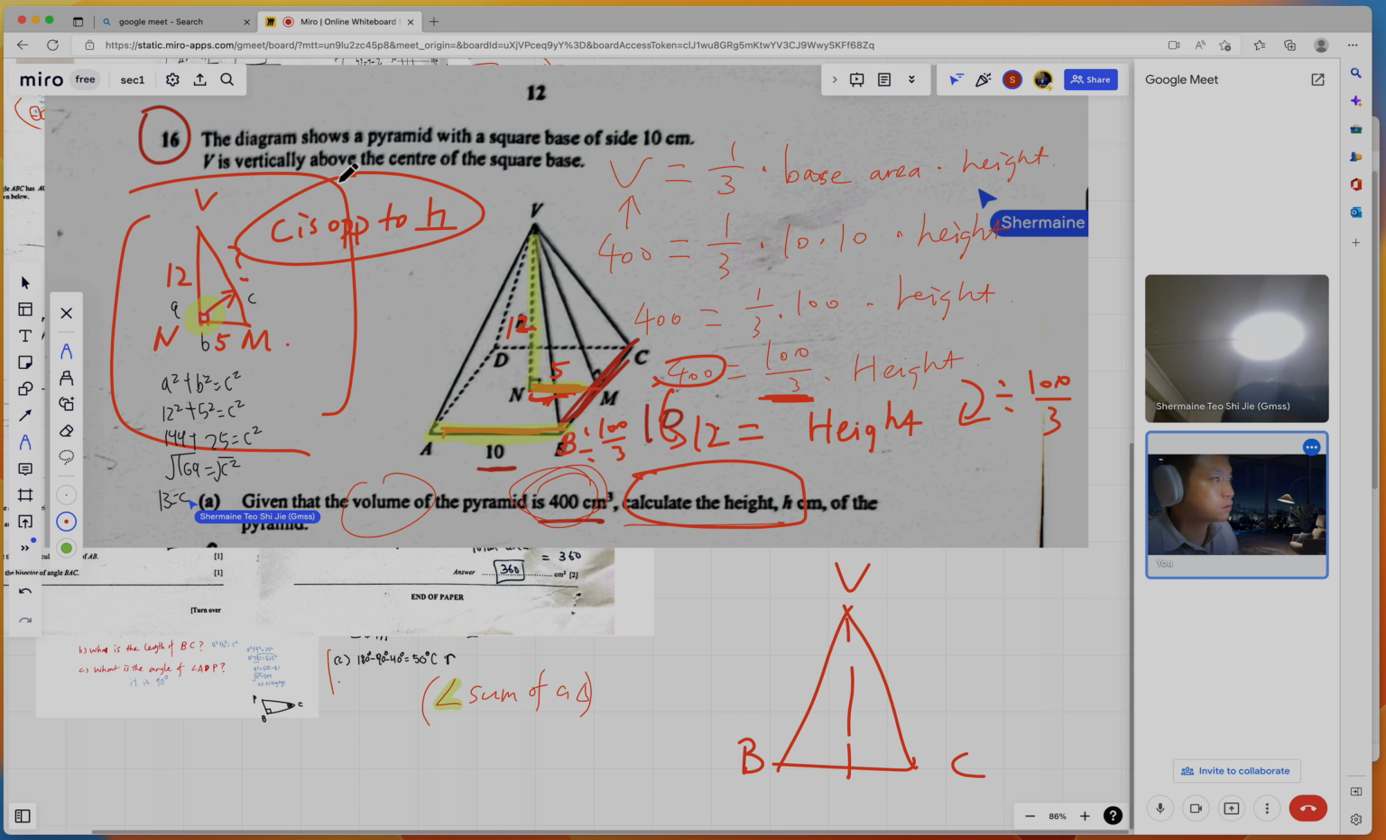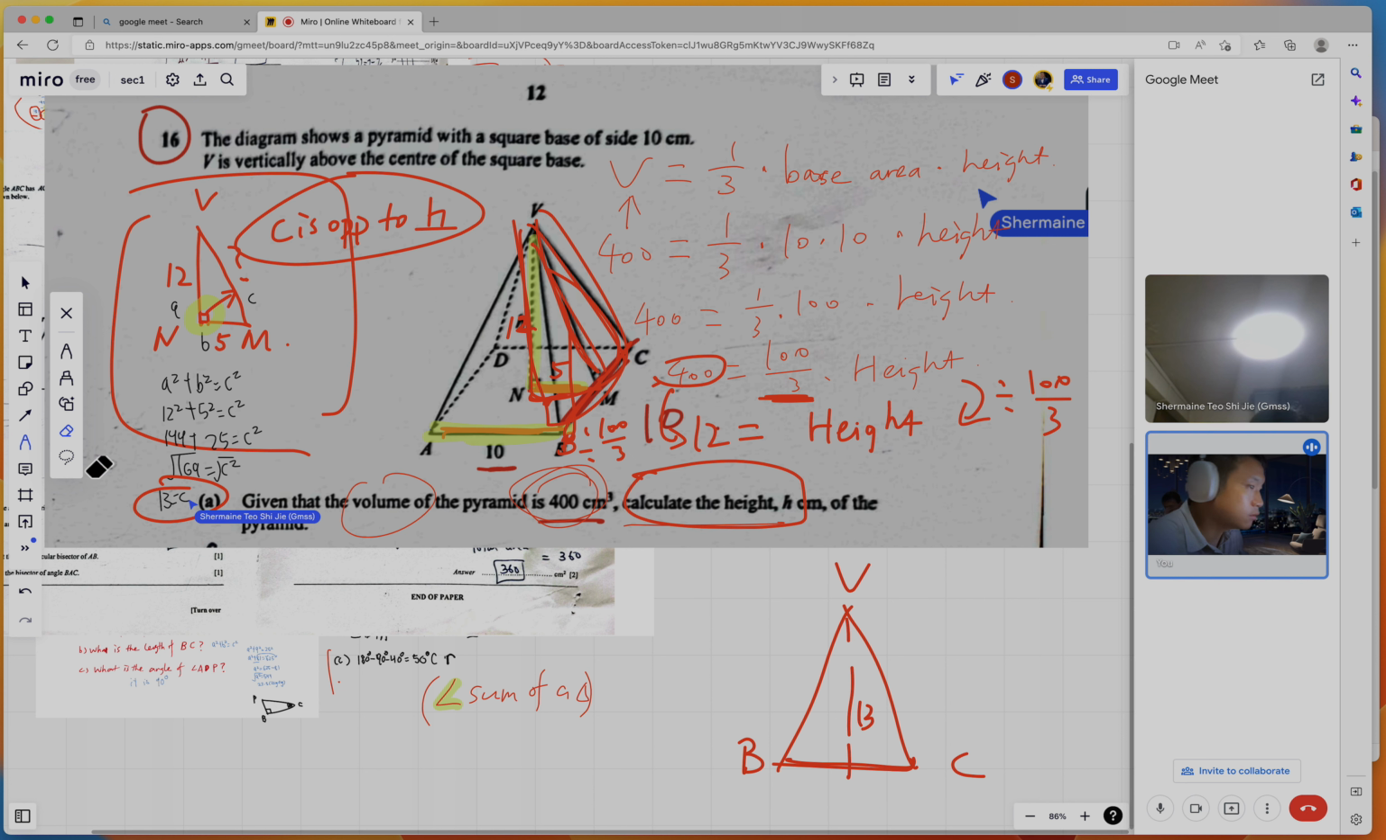So it's 13. Okay, very good. So that means your VBC is here. Okay. So this is M. So VM turned out to be 13. So it's 13. BC is 10. So I think you can find out the area of this triangle already.